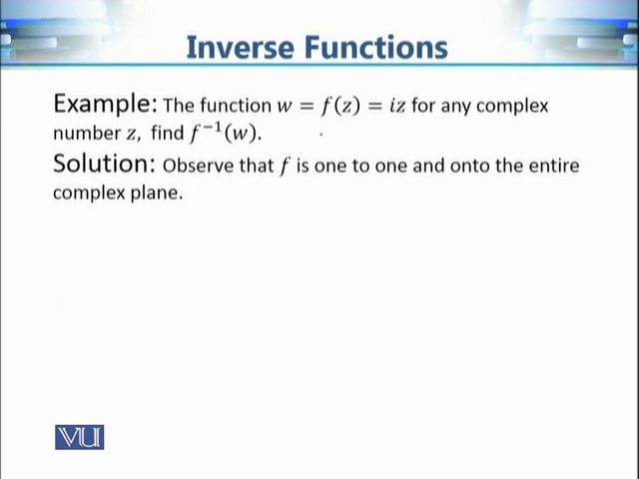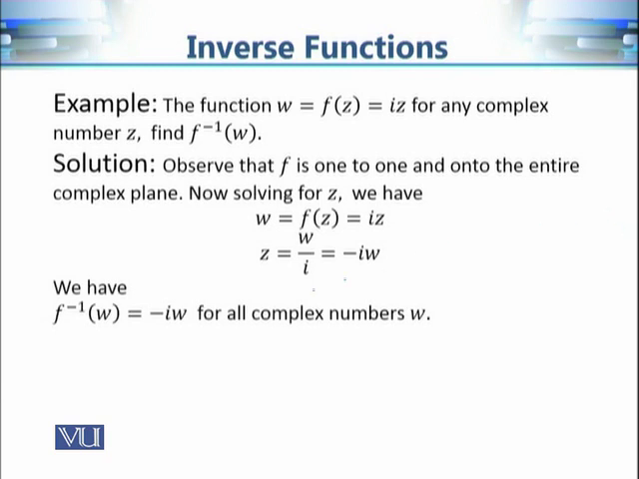Now given a function f of z equal to iota z, this is a 1 to 1 function and onto the entire complex plane. In other words, the domain is the entire complex plane. So we can calculate the inverse of this function in a very simple way. In this case, w is equal to iota z. From here we can easily find the value of z in terms of w. So z can be expressed as a function of w, and this is our inverse function. So f inverse of w is equal to minus iota w.